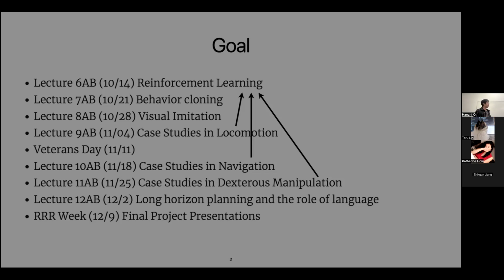So the purpose of this lecture is to introduce you to some basic and useful knowledge and to help you understand the case studies on locomotion, navigation, and dexterous manipulation. Reinforcement learning and sim-to-real are very commonly used in locomotion and manipulation. So the topic today will be closely related to that part.